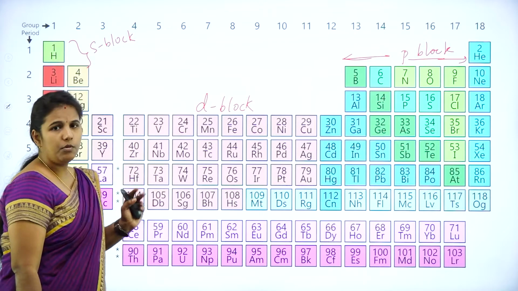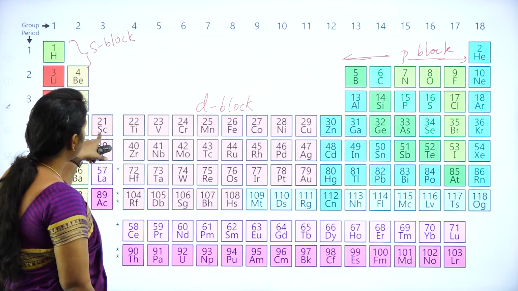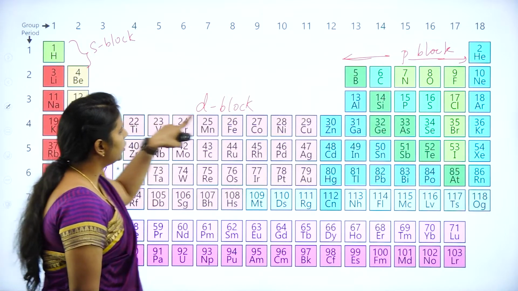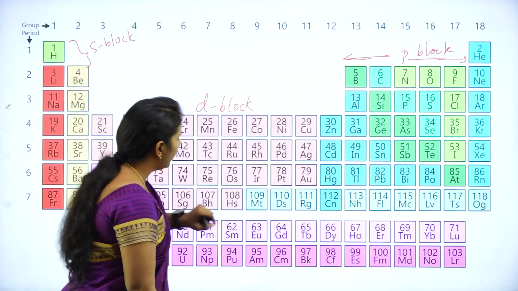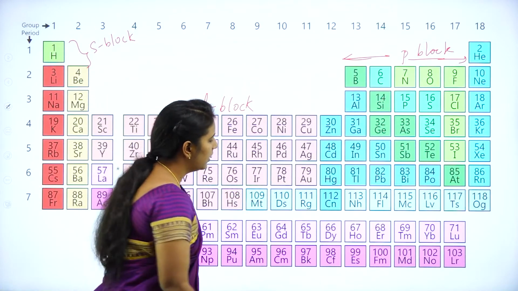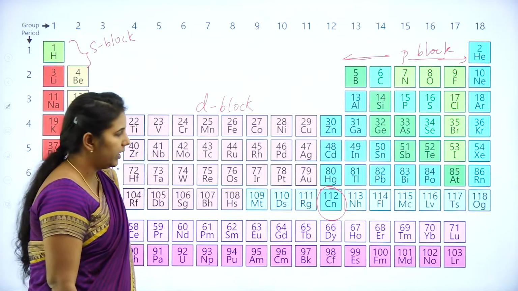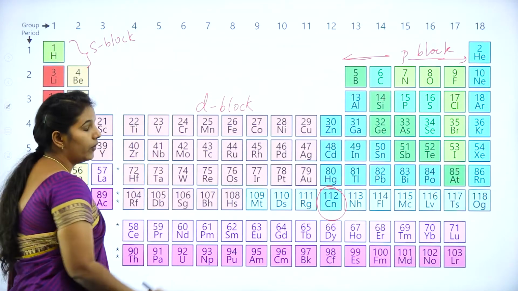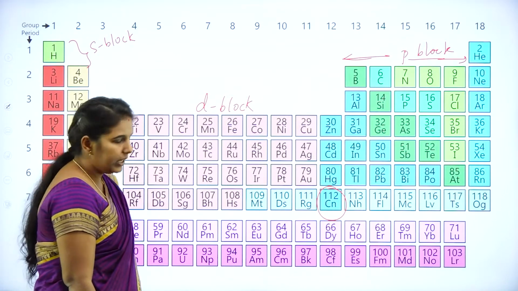When I am talking about the D block elements, the elements start from scandium to zinc, and they end with the element having atomic number 112. So this set of elements is known as the D block, but we have 2 special cases here.